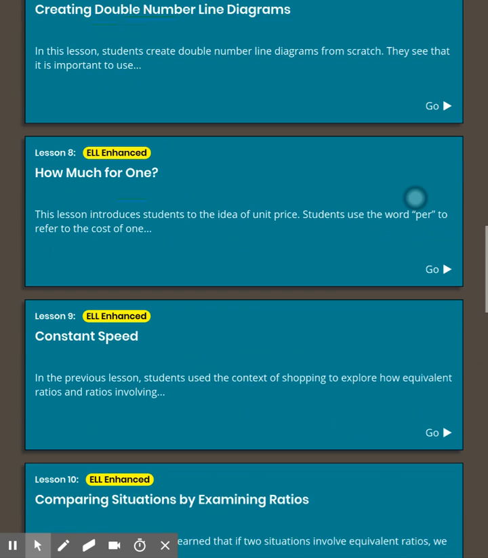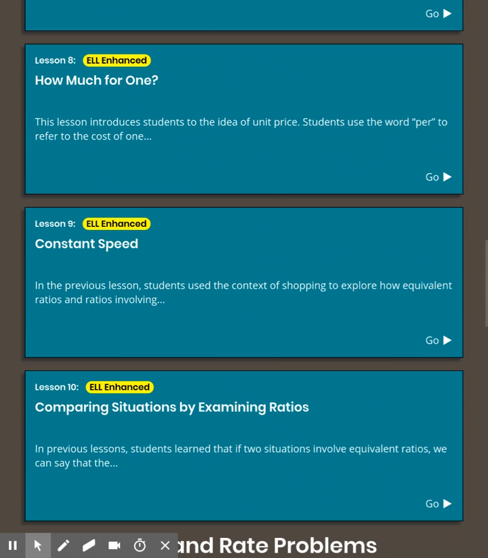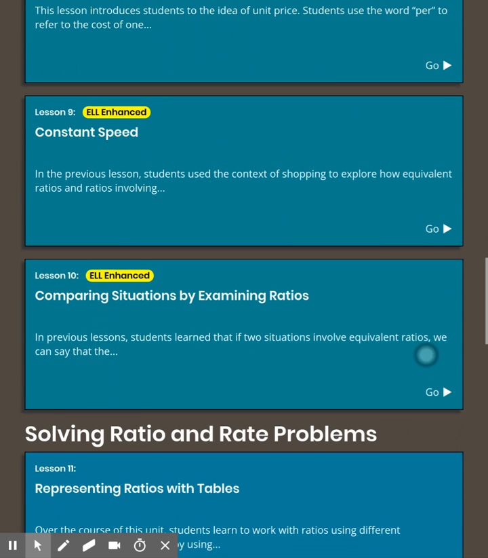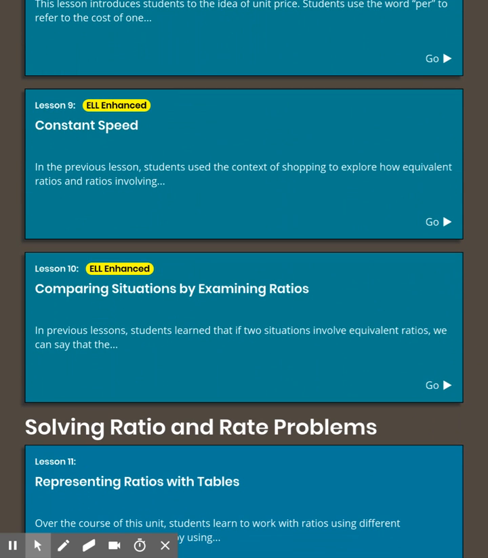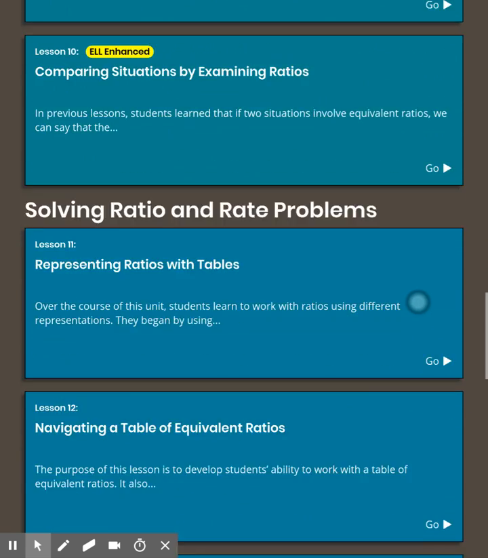And then at the end of this section, we move to kind of unit price, constant speed. We're not to unit rate yet, but we're kind of heading in that direction for the future. And then this last lesson 10, looking at comparing two situations by looking at the ratios there.